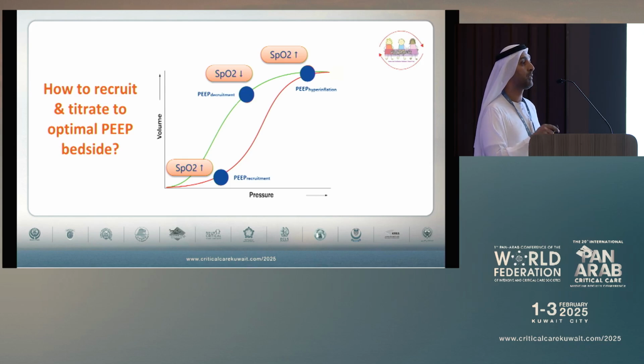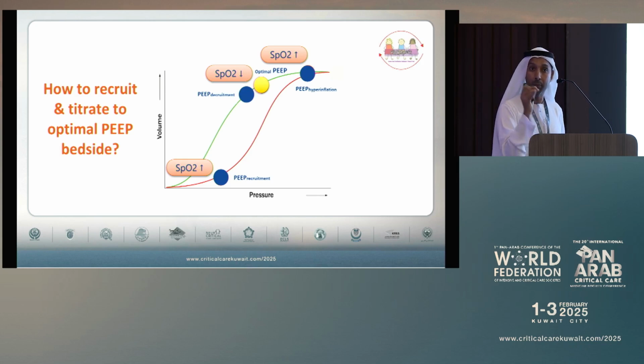Now we need to set the patient 2 centimeters above the PEEP of de-recruitment. But we need to go back to hyperinflation to recruit the lungs and then set the optimal PEEP. So we go again to the PEEP of hyperinflation, which we hold for 1 to 2 minutes, and then set the PEEP 2 centimeters above the PEEP of de-recruitment. We do it every 12 hours in PROSPECT, or as needed when there is any issue with desaturation.